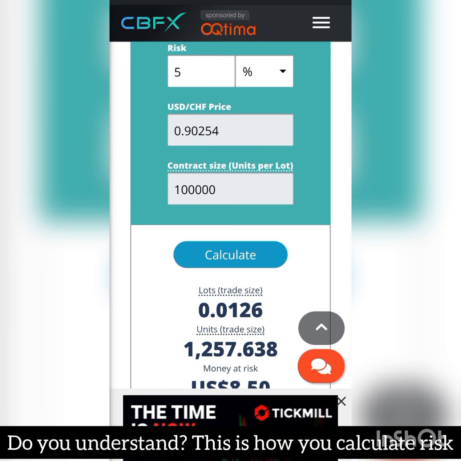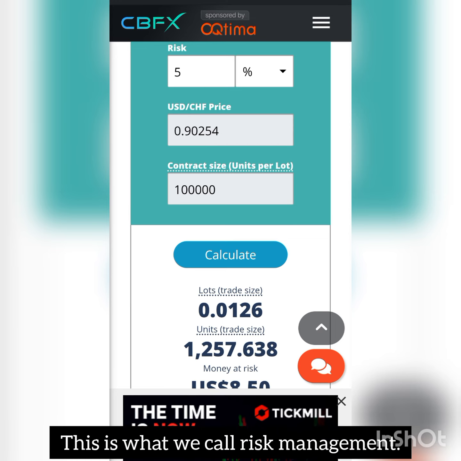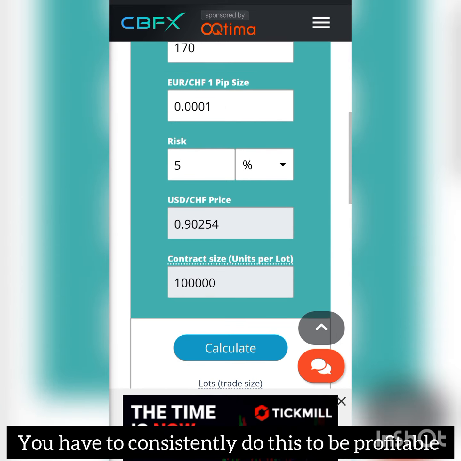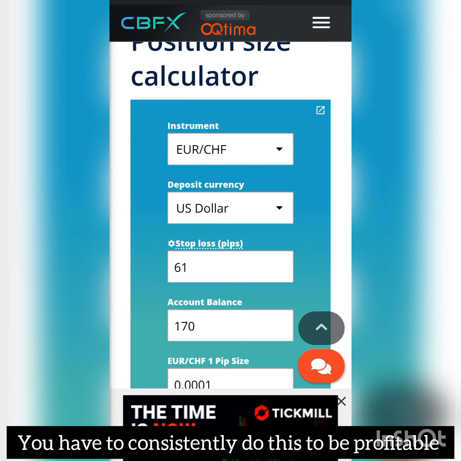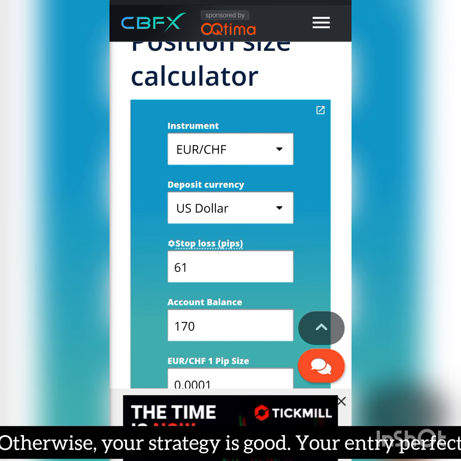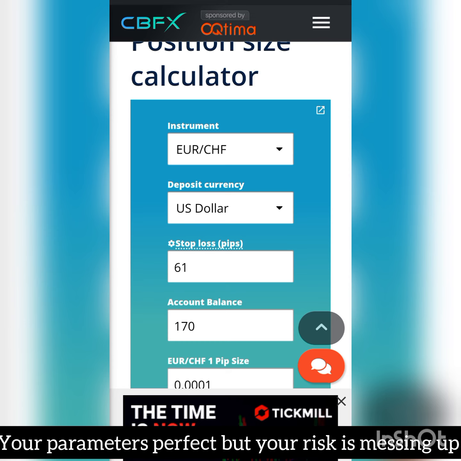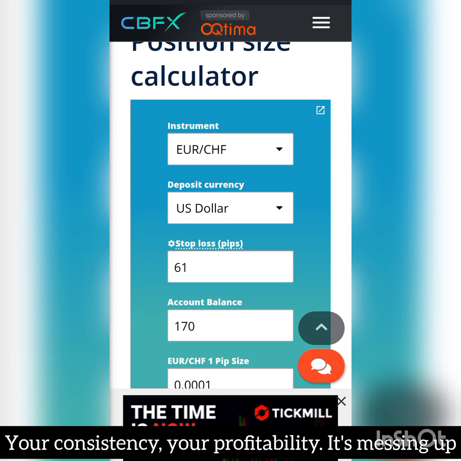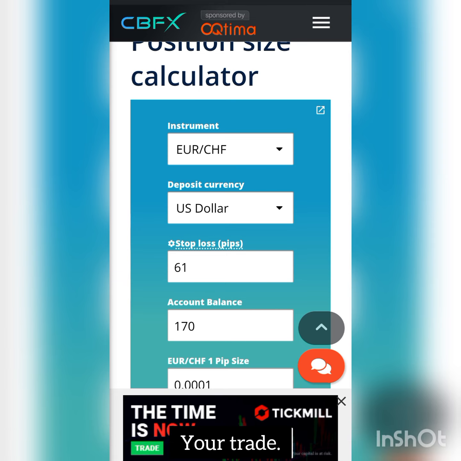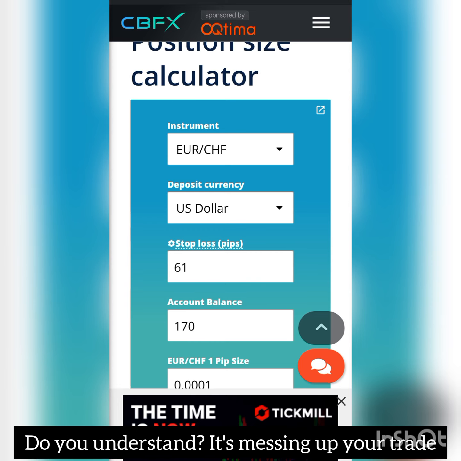Did you understand? This is how you calculate risk. This is how you estimate. This is what is called risk management. You have to consistently do this to be profitable. Otherwise, your strategy is good, your entry perfect, your parameters perfect, but the risk is messing up your consistency and your profitability. It's messing up your trade.